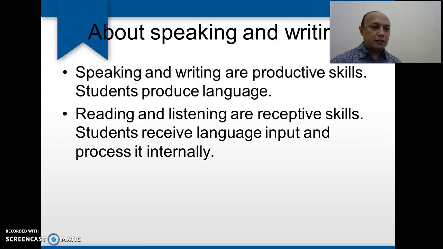In contrast, reading and listening are receptive skills, which means that students receive language input and then they process it internally. Today we are going to focus on how to test speaking and writing.